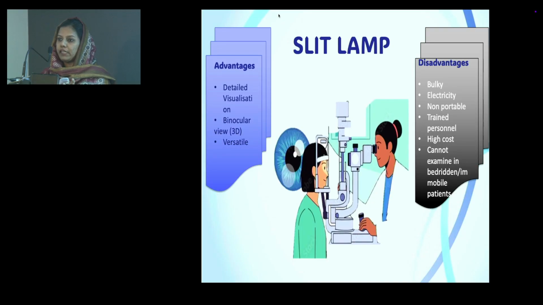We know that the slit lamp is the right hand of an ophthalmic surgeon and it is a gold standard device. The advantages of the slit lamp are that it helps in detailed visualization, has high magnification and strict illumination, and has binocular view and is versatile. It can be combined with fundus lens, tonometers, etc. The disadvantages are that it is bulky, electricity is needed, it is non-portable, a trained personnel is required, it is high cost, and it cannot examine bedridden or immobile patients.